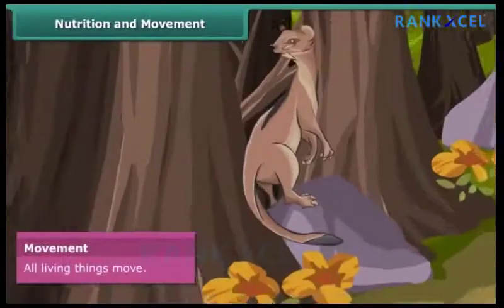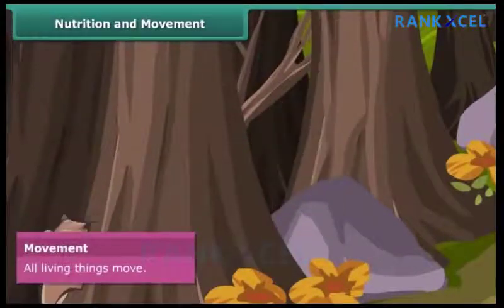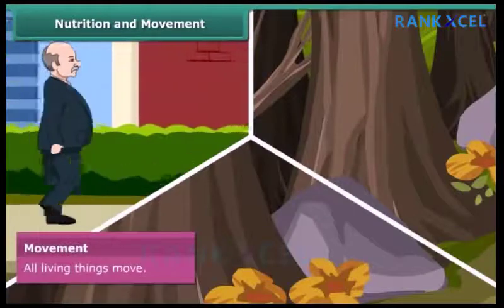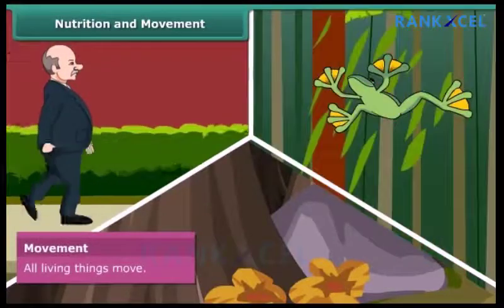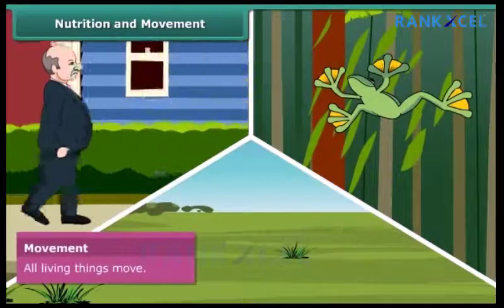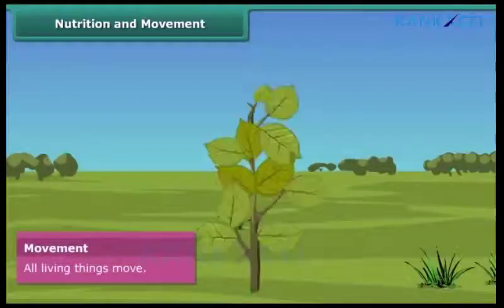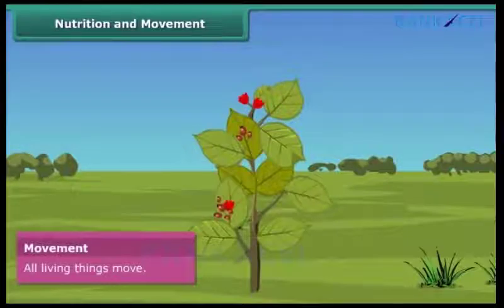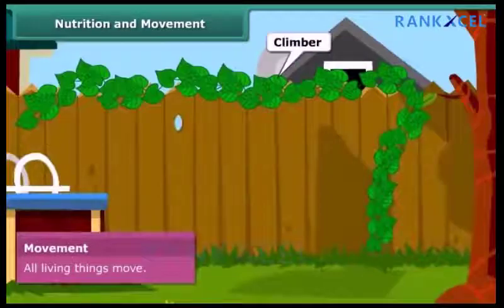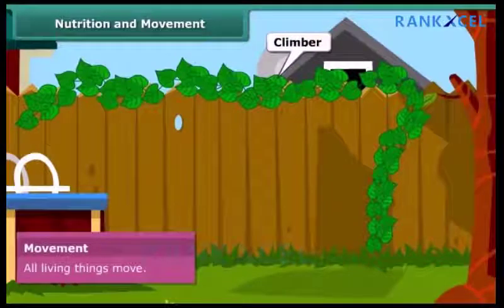All living things move by their own accord. People walk, frogs leap, and snakes crawl; these are actions of movement. Similarly, plants also make some movement, but they do not change their place. For example, climbers move towards the support.